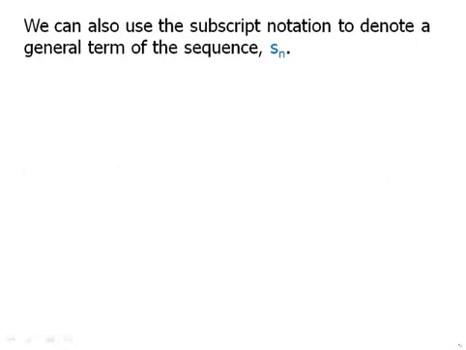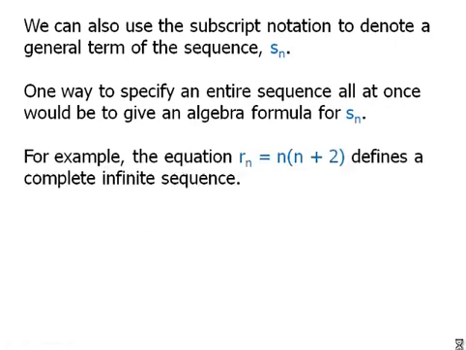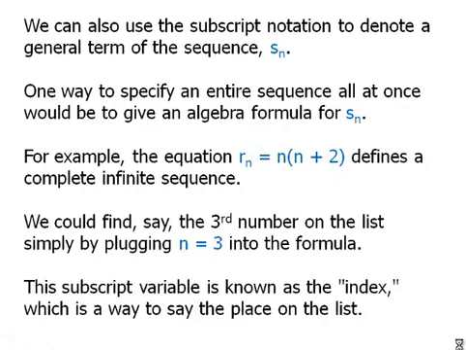We can also use the subscript notation to denote a general term of the sequence, S sub n. Here n stands for any natural number, so n could be 1, 2, 3, 4, etc. One way to specify an entire sequence all at once would be to give an algebraic formula for S sub n. For example, the equation R sub n equals n times (n plus 2) defines a complete infinite sequence. For any natural number, we can plug in that number and get a number on the list. And so this gives us an infinite list. We could find, say, the third number on the list simply by plugging in n equals 3 into the formula. This subscript variable is also known as the index, which is a way to say the place on the list. So n is the index.